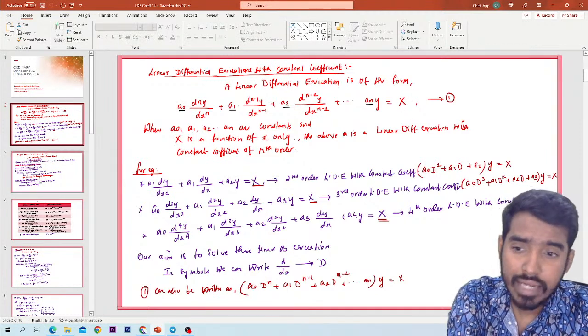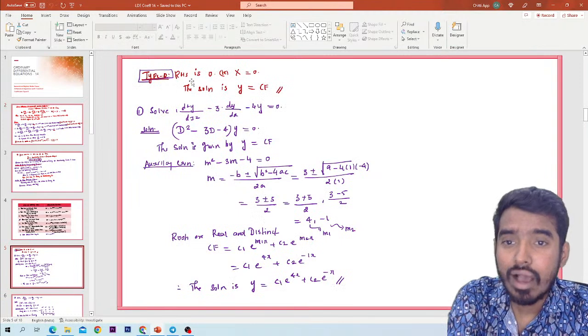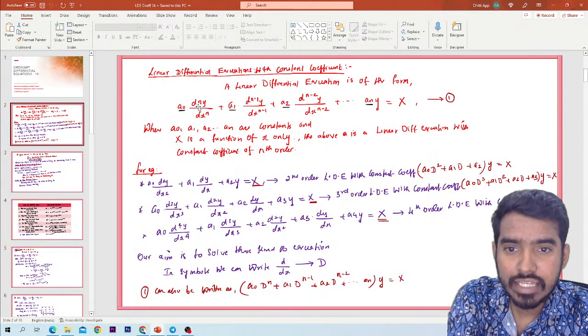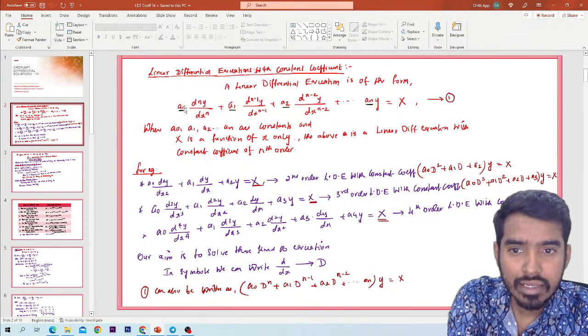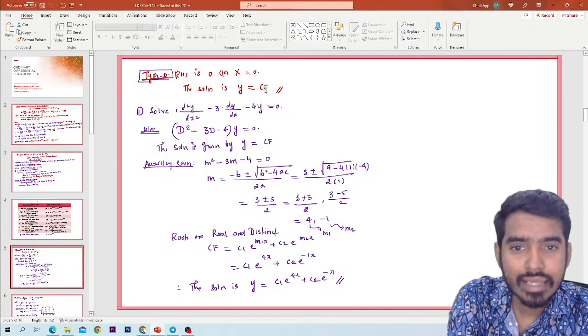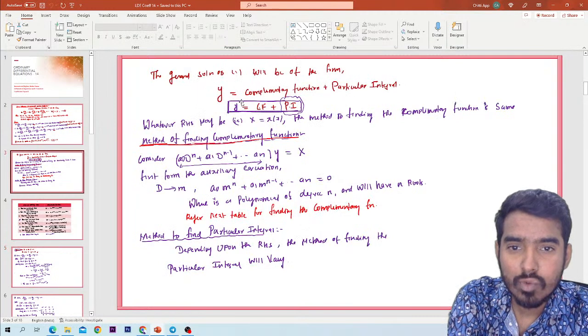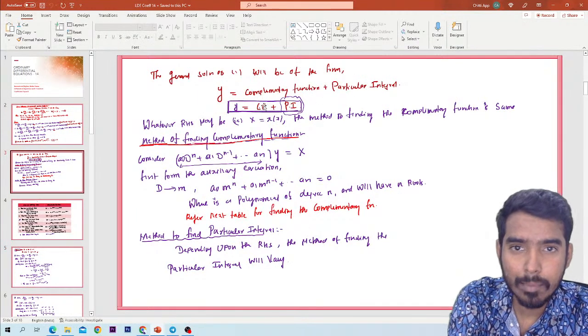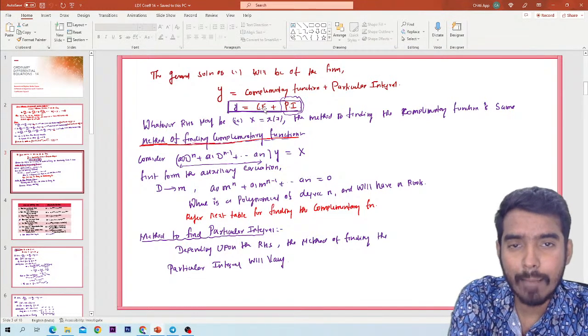Now type 1, where the RHS X is 0. Then the equation will be the operator term equal to 0. In that case, the solution is given by the CF alone. You don't need to add the PI. Usually the solution is y = complementary function + particular integral. I'm going to say CF from now on; CF means complementary function.